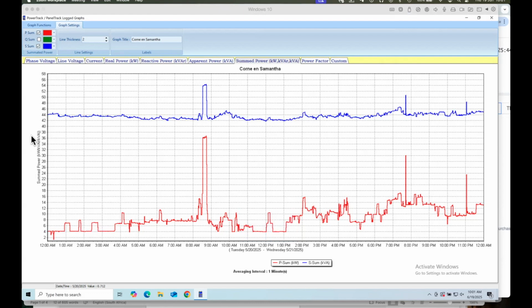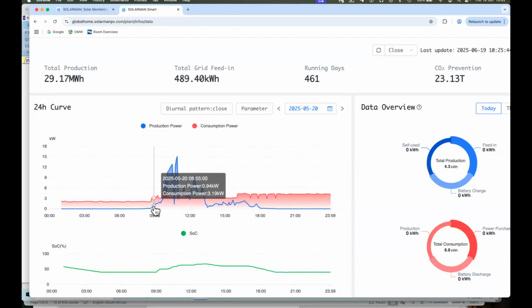Next thing I want to quickly have a look at is this section over here. From 8 to 9, we see a massive spike. Was that at the cellar or was it at home? If we jump through to our SolarMan app, we don't see that spike anywhere.